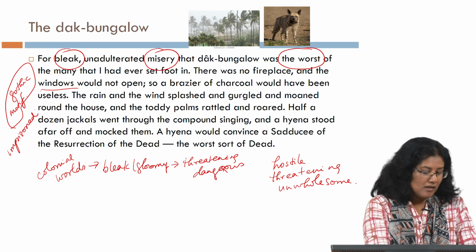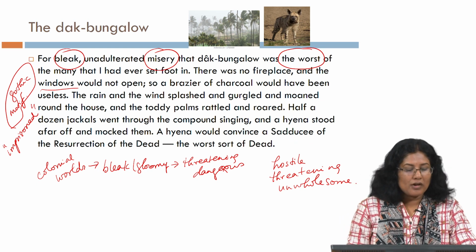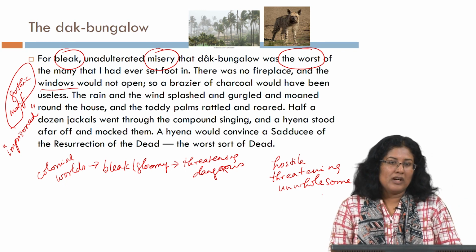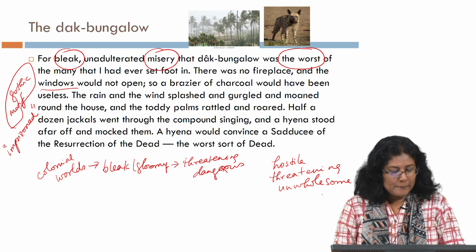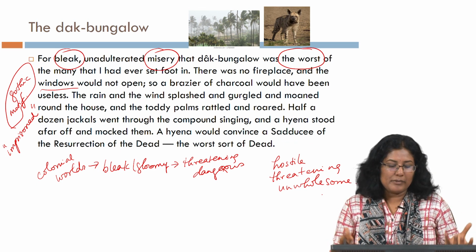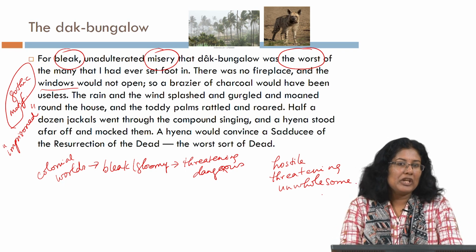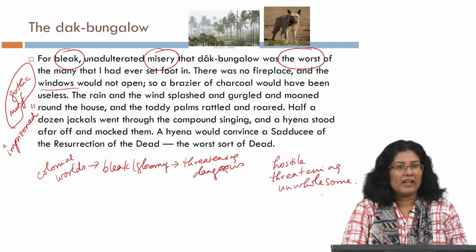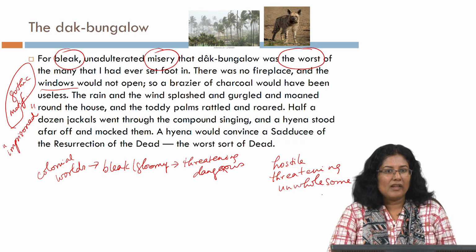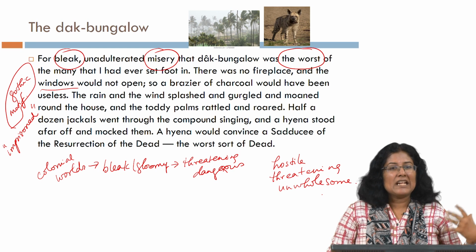in this particular bungalow. So the idea of incarceration is brought forth indirectly through the faulty windows which are not able to be opened. And he says that a brazier of charcoal would have been useless. A container, brazier means a container for holding hot charcoal, is not of much use because obviously there is no fireplace. So there is lack of warmth, there is lack of light. And what is outside of this bungalow? The wind and the rain.